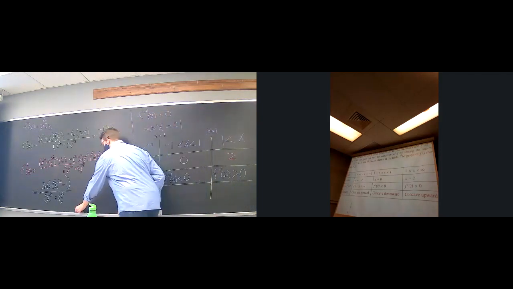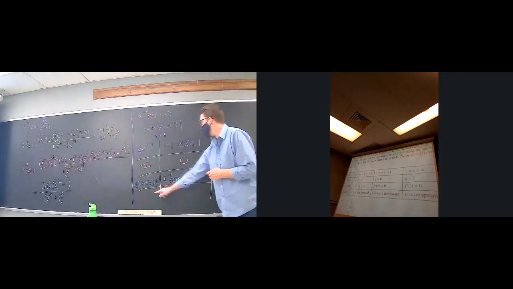And then testing at 2, we're going to run into the same thing we ran into here, right? So f double prime at 2 is going to be greater than 0. And we can conclude that here we're concave up, down, up.